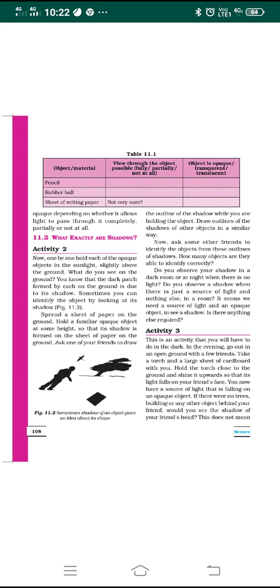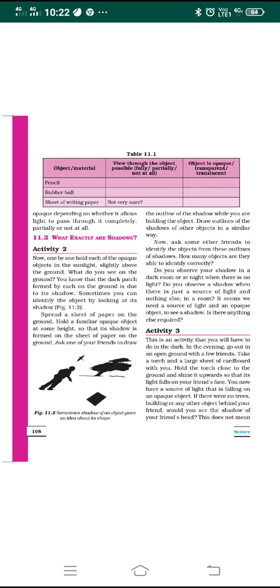So what do you see on the ground? When you hold the opaque object slightly above the ground in the sunlight, you will see a dark patch formed by the object. You are going to see the dark patch formed by each of the opaque objects on the ground. It is due to its shadow. So sometimes you can identify the object by just looking at its shadow. Am I right or not?